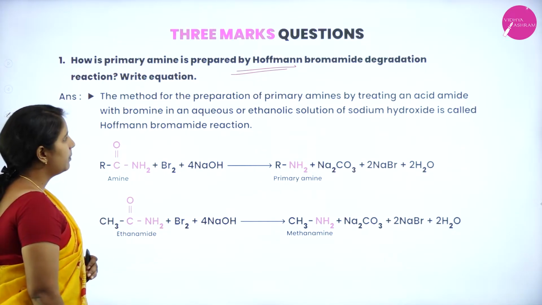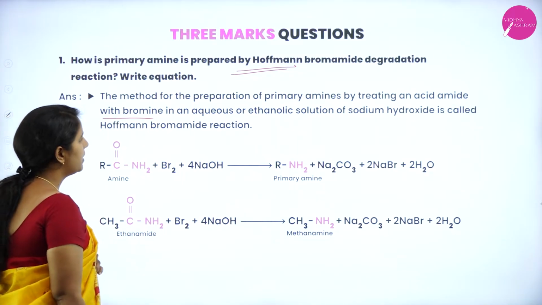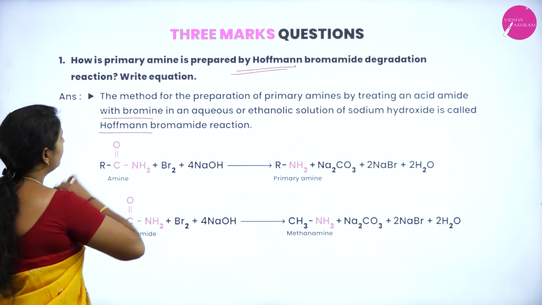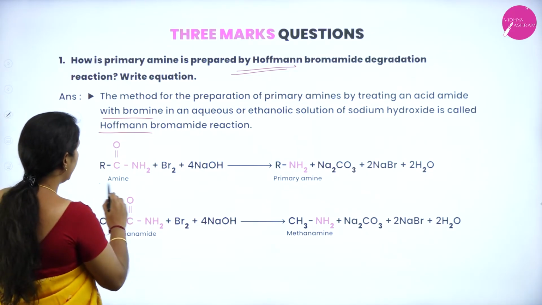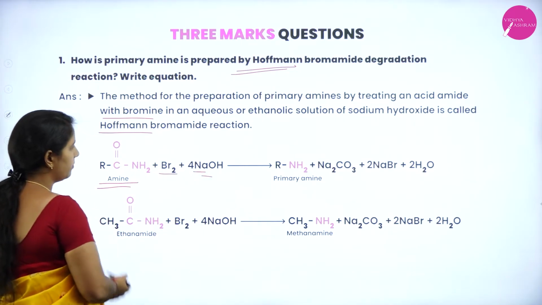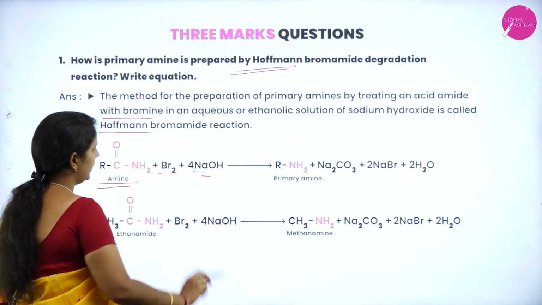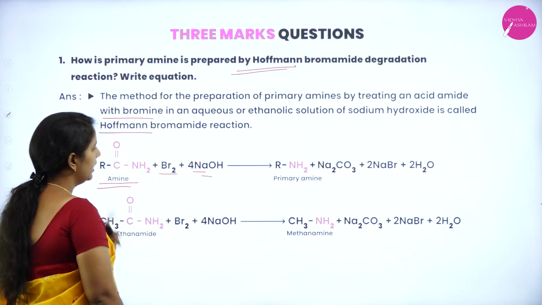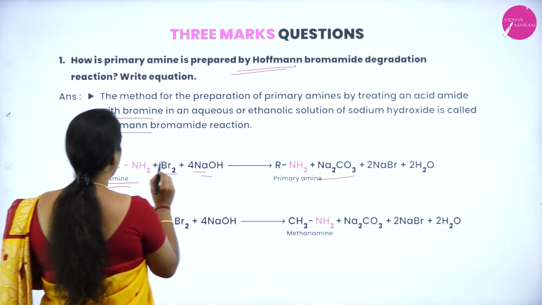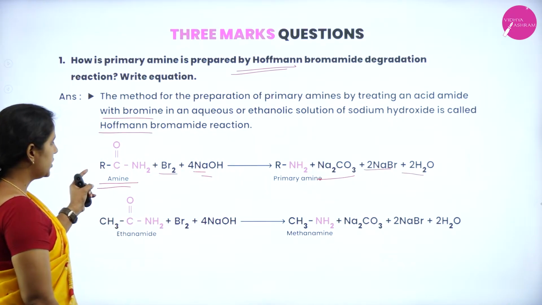Write the equation. The method for the preparation of a primary amine by treating an acid amide with bromine in the presence of aqueous or ethanolic sodium hydroxide is said to be the Hofmann-bromamide reaction. We are taking what? Amide. We take the amide, which is allowed to react with bromine and a very strong base, and it forms RNH2. Also the NaO combines with the CO and forms sodium carbonate, Na2CO3, and the remaining Na combines with Br to form sodium bromide, and water molecules are formed. So this is a general reaction.